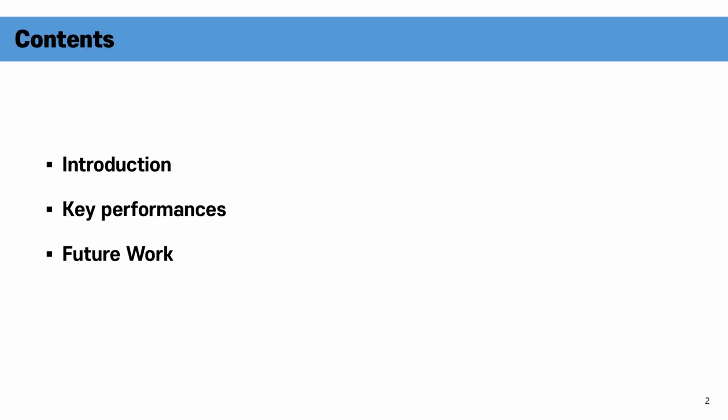In this presentation, I'll briefly review the goal of our project, which was described at the proposal presentation. Then I'll talk about the current state of our key performances, which were proposed before. Future work will also be explained.